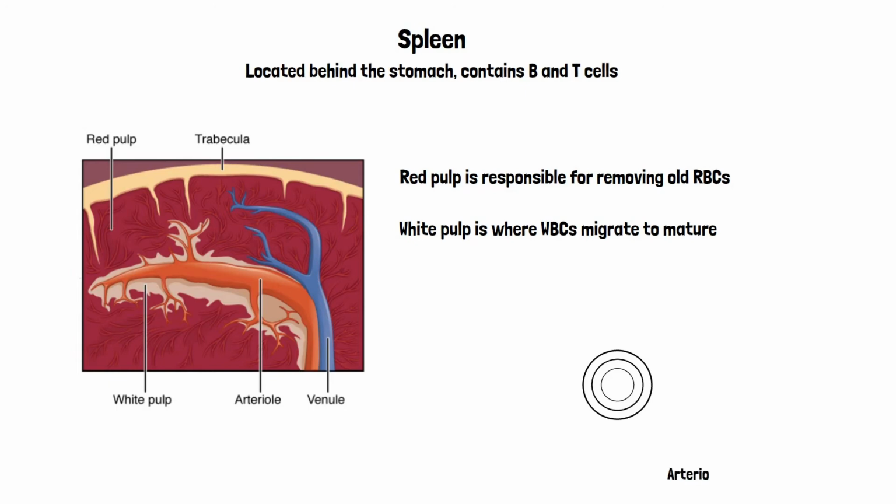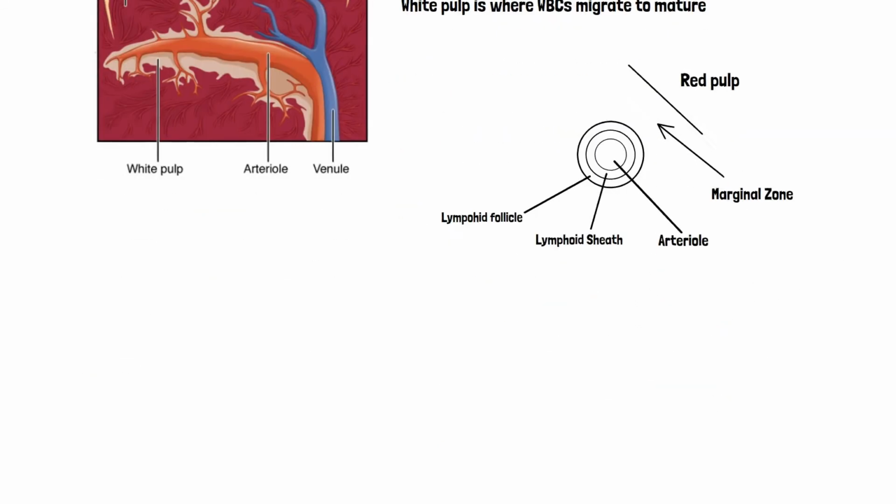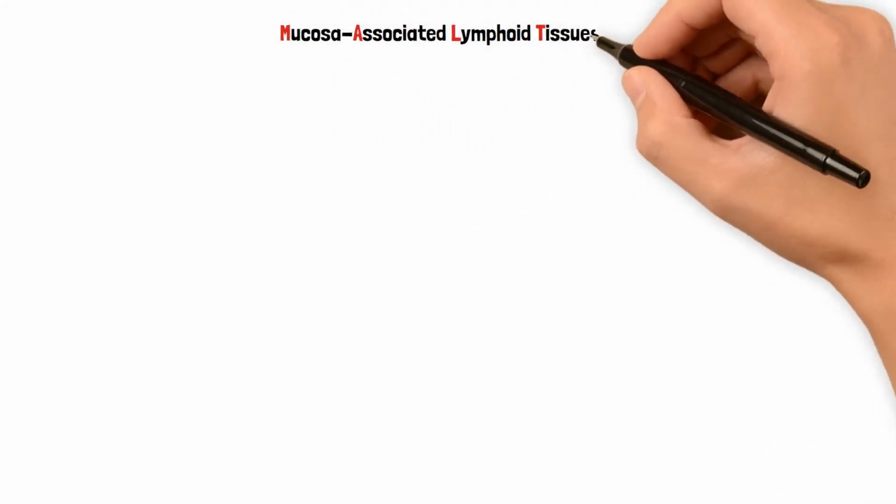Blood vessels entering the spleen pass through lymphoid sheaths filled with T cells. Lying on the sides of these sheaths are the B cell areas called lymphoid follicles, which contain germinal centers. The region between the lymphoid follicle and the red pulp is called the marginal zone. The third arm of the secondary lymphoid organs are the Mucosa-Associated lymphoid tissues, or MALT.